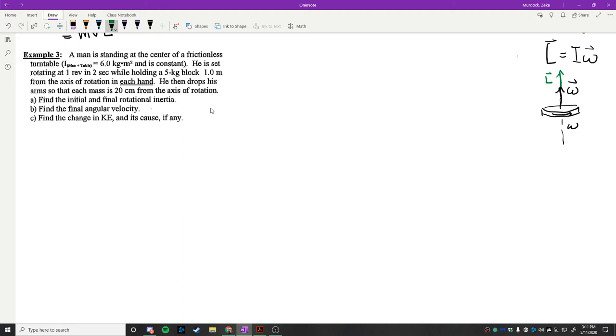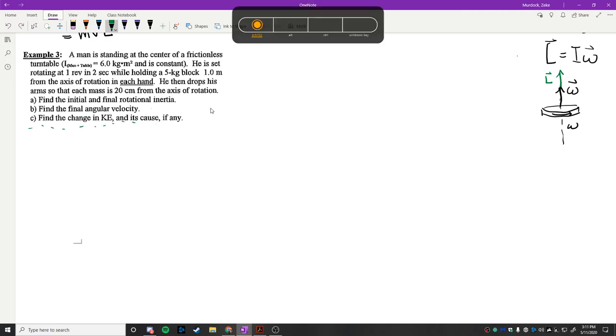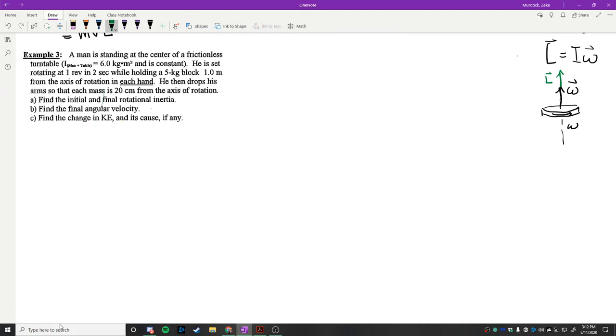Okay, this is one of the problems where it just makes me really sad we're not in the classroom, because probably some of you have tried this before. If you took Physics 2A here, I suspect you saw this. So you have a man standing at the center of a frictionless turntable, okay?